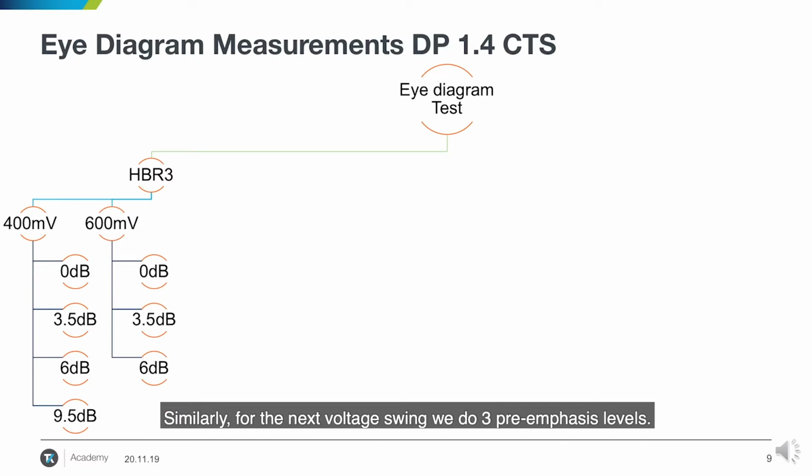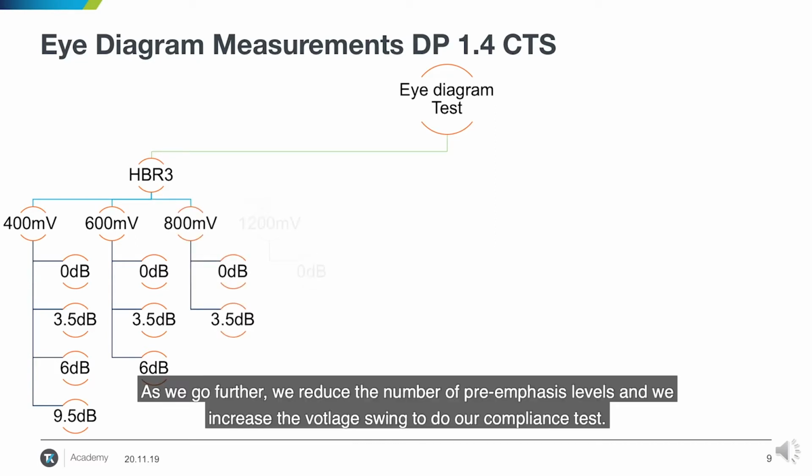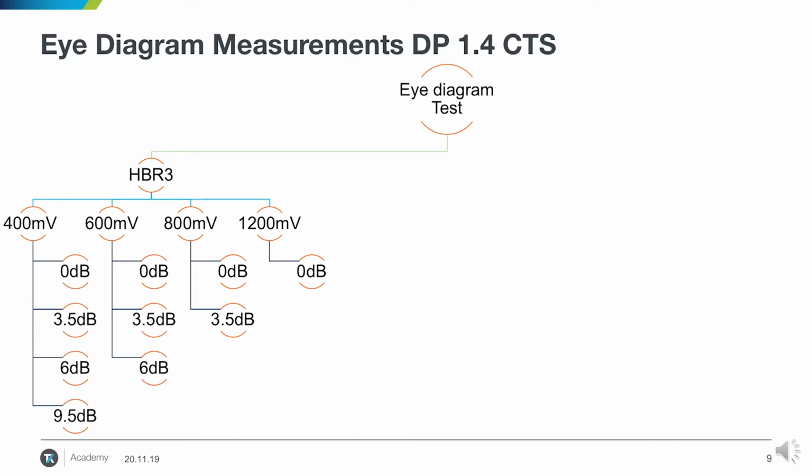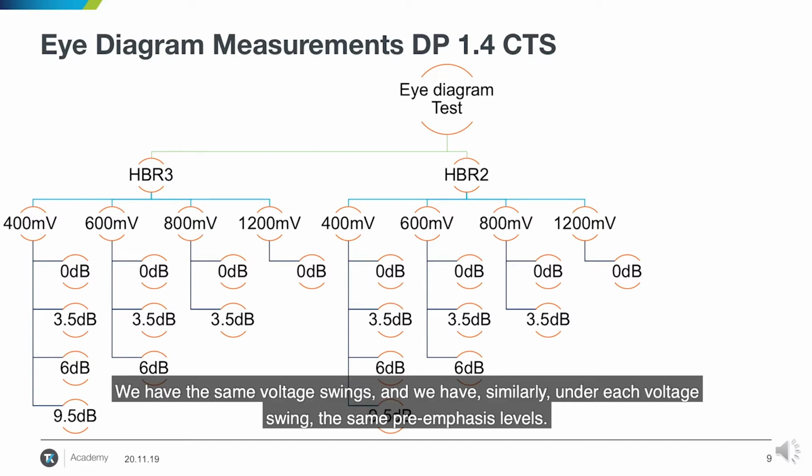Similarly, for the next voltage swing, we do 3 pre-emphasis levels. As we go further, we reduce the number of pre-emphasis levels and we increase the voltage swing to do our compliance test. For the next bit rate, we have the same number of tests, which is HBR2. We have the same voltage swings and similarly under each voltage swing the same pre-emphasis levels.